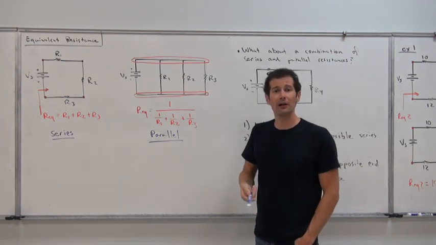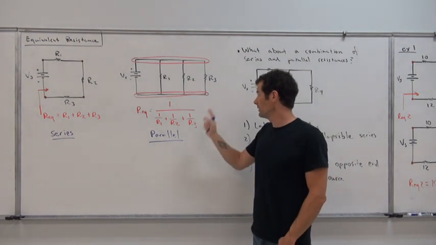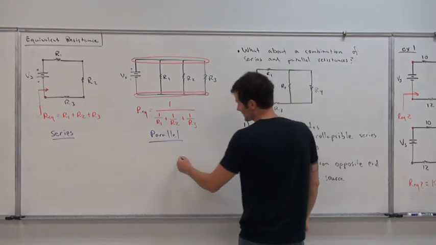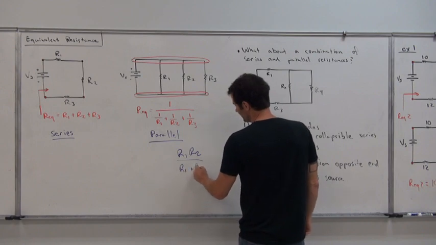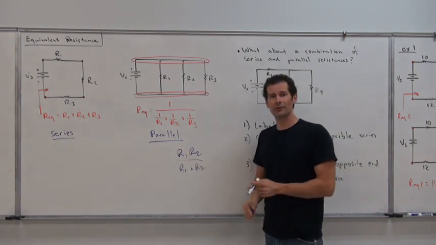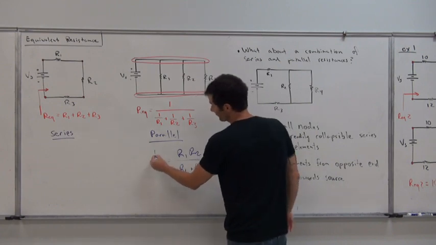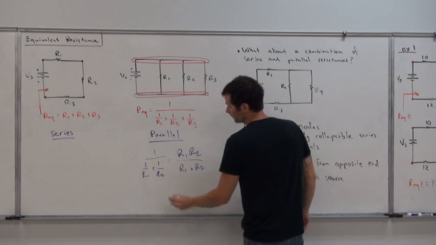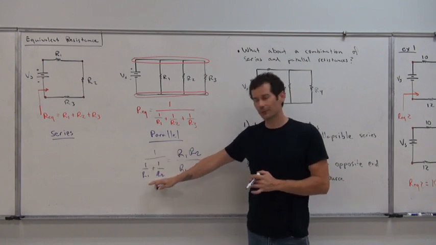If I had 100 elements in parallel, well, that would be one heck of a calculation. But in this case, probably one of the things that you'll see in the book is R1 times R2 over R1 plus R2. This is kind of the traditional way of looking at two elements in parallel and calculating those values. All this would be equal to 1 over R1 plus 1 over R2. This is the generalized form for equivalent parallel resistances.